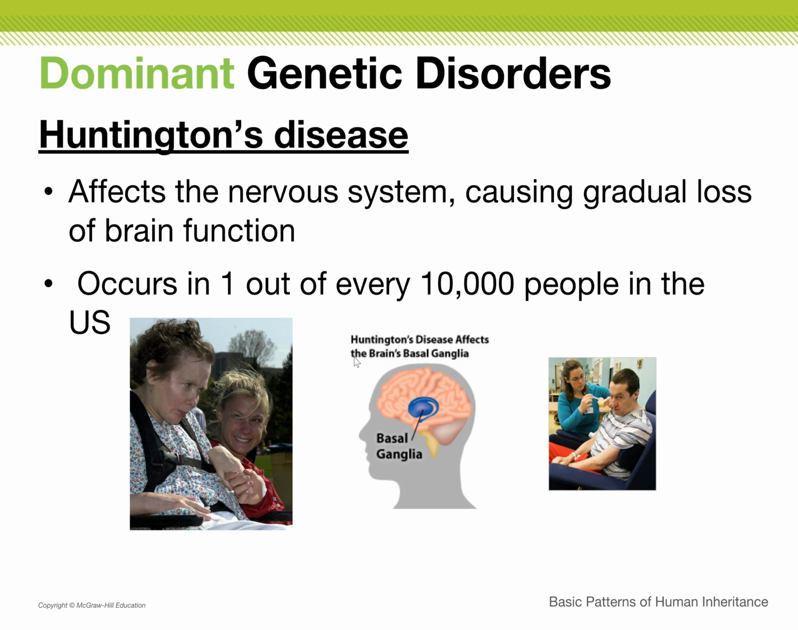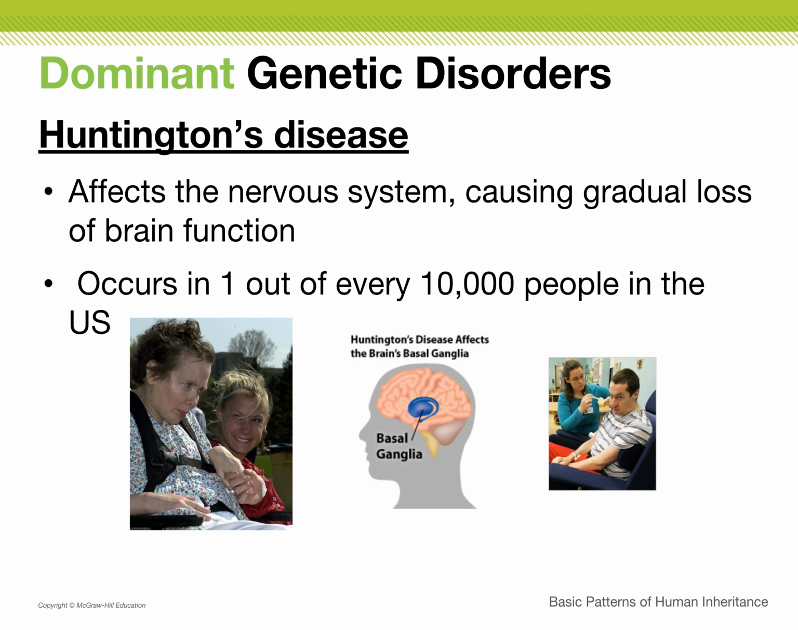One of the most well-known dominant genetic disorders is Huntington's disease, which is a horrible disease that you don't know you have until you're about in your 40s. And it affects your nervous system and causes gradual loss of brain function. So you'll be fully normal until you're in your 40s. And then all of a sudden you just start losing all your cognitive function and your brain functioning.